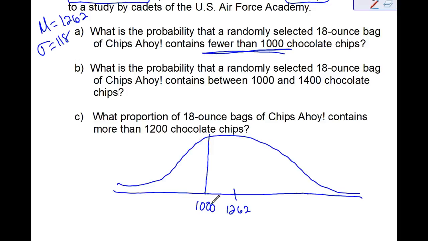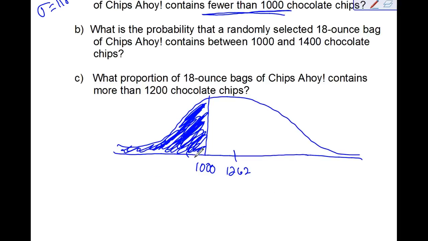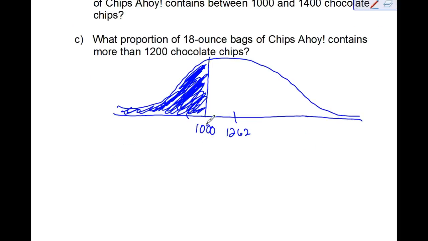Fewer than, is that going to be above or below? Well, fewer than is going to be like 900, 800, 700. So that's going to include to the left. We want fewer than, we want less than. So I'm going to shade over here to the left. And I want to know what this area over here is. So I need to find out what the z-score for this right here is.